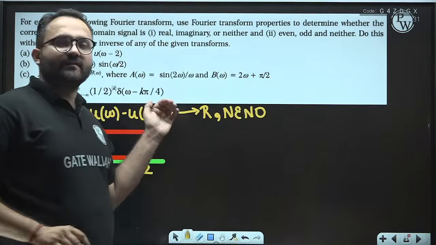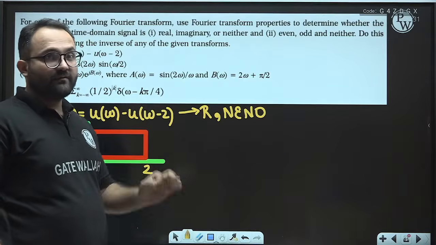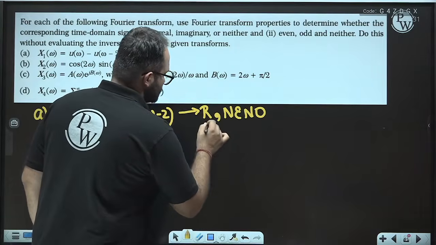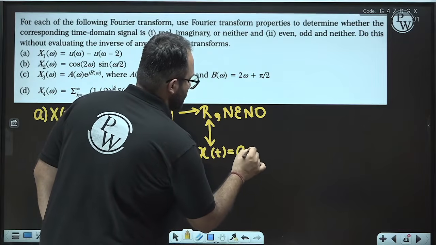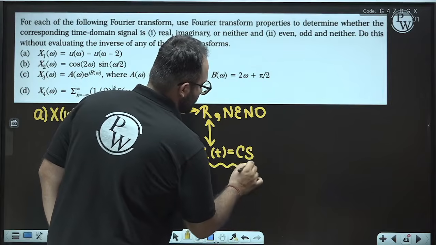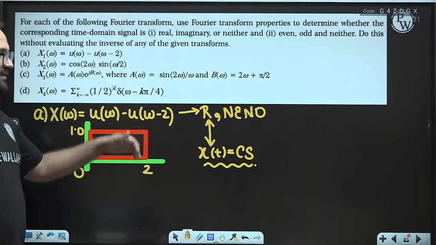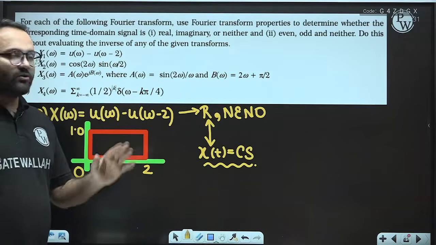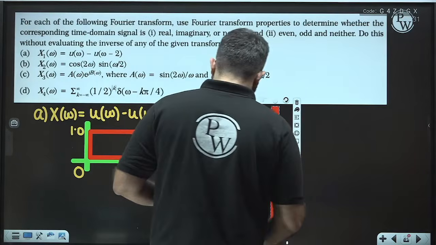Now since it is real, we can say that the time domain signal will be conjugate symmetric. Okay, it is real, but neither even nor odd. So we can say that the time domain signal is only conjugate symmetric, no other property will be there. Now let's see the second one.